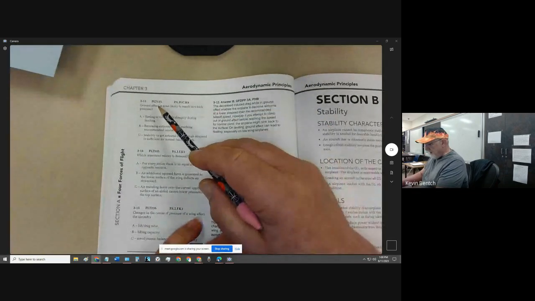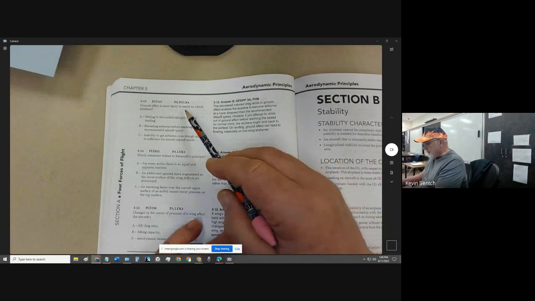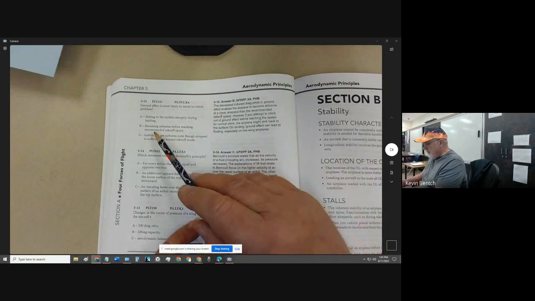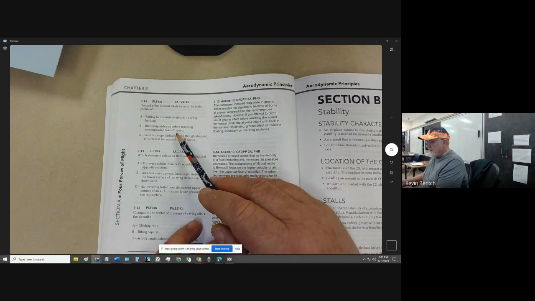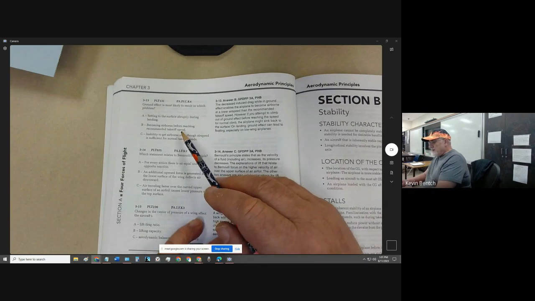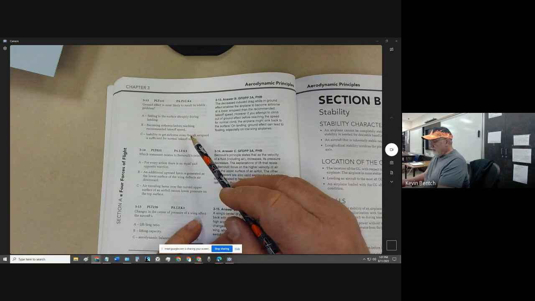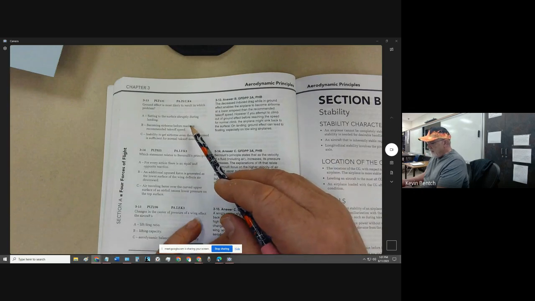So 3-13, ground effect is most likely to result in which problem? B, becoming airborne before reaching recommended takeoff speed. That could happen if you pull back on the yoke too much as you're taking off. You're going to get airborne, and you're not going to be able to sustain it. Once you get out of ground effect, you fall back down. So it's not a good situation to be in.